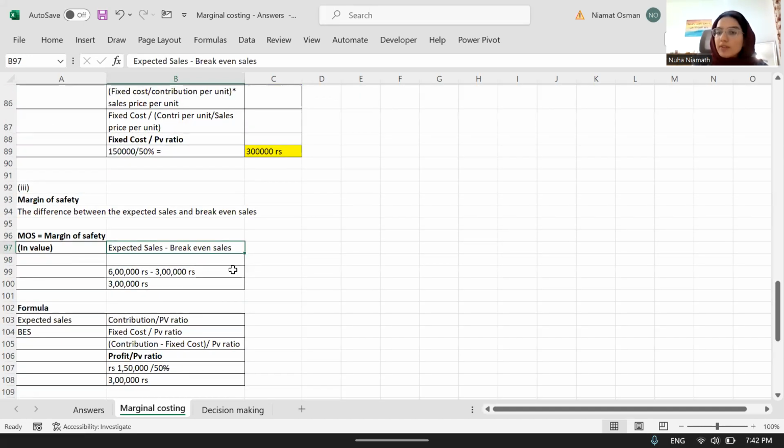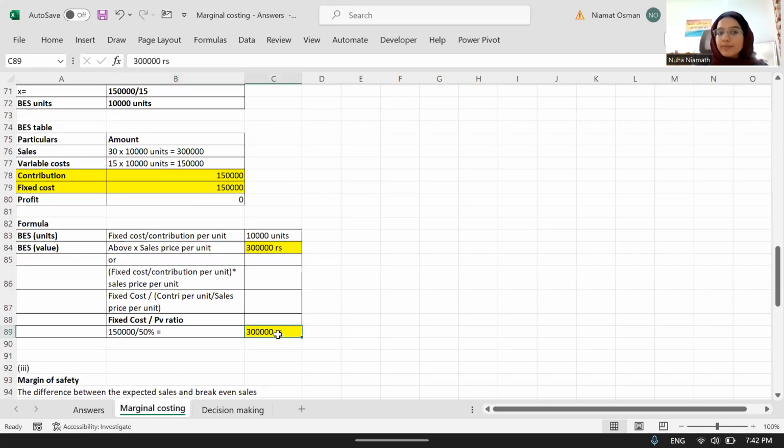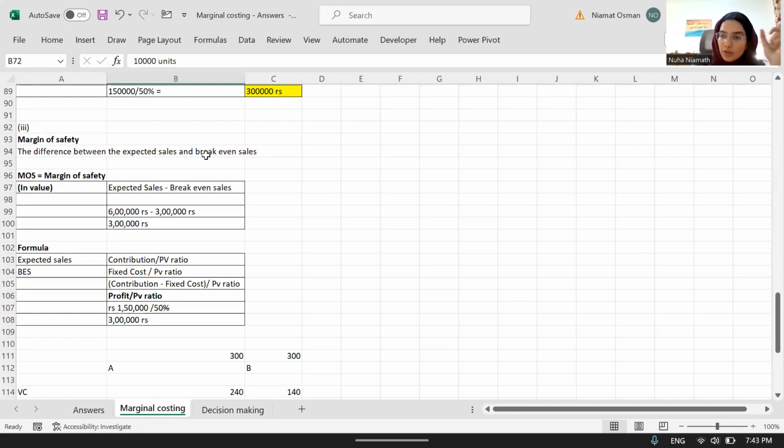Our sales, 6 lakhs, is our current sales minus break-even sales. What is our break-even sales? We calculated here to be 3 lakhs. Correct? Break-even sales, because that is our sales when our contribution will be equal to fixed cost. If you see here, 3 lakh we got, right? After finding out 10,000 units. So the difference between your actual sales minus your break-even sales, that extra sales that you're making, that is your margin of safety.